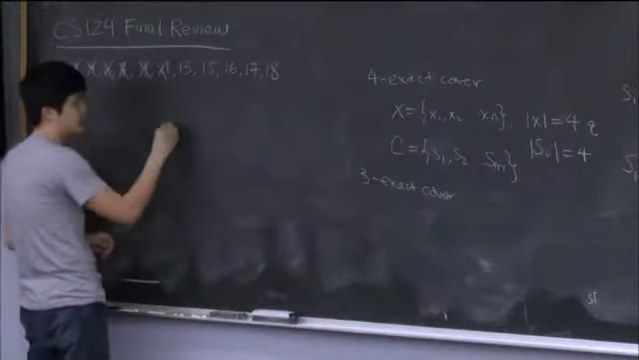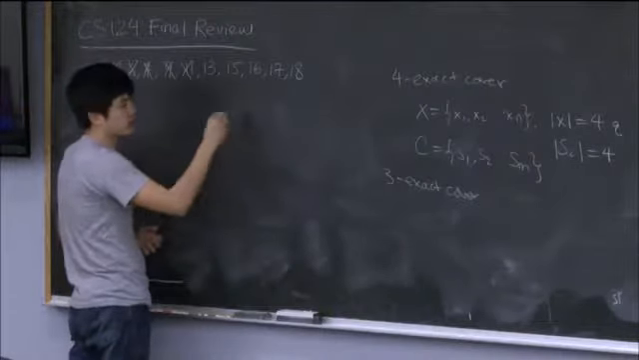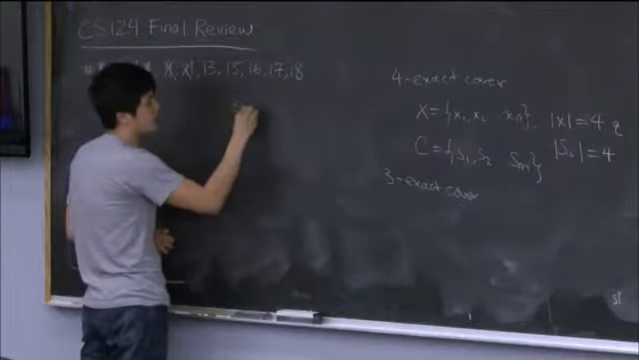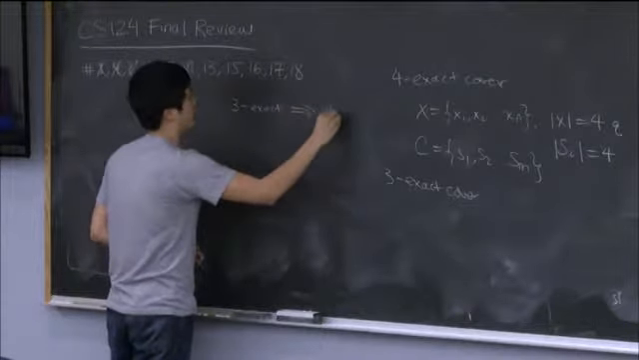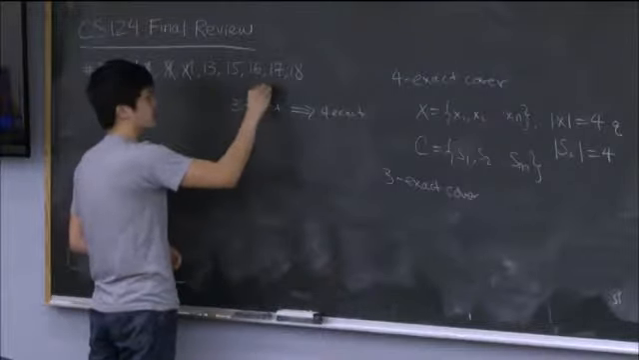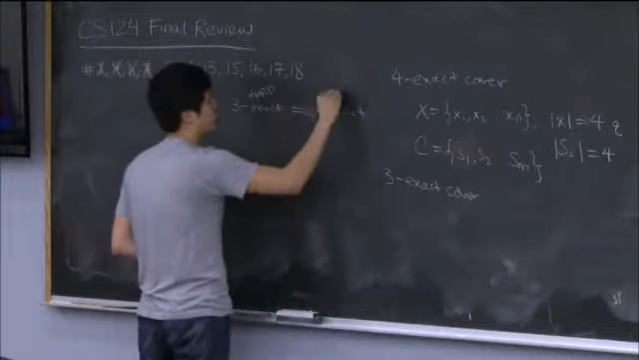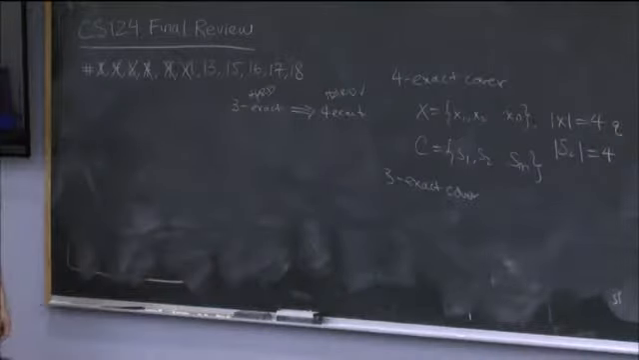So here's basically the visual as to how this reduction happens. My goal is to show that 4 exact cover is hard, so I'm going to take 3 exact cover and reduce it to 4 exact cover, right? I'm given that this is hard. So if I can reduce it, then that shows that this is hard, right? Okay. So how am I going to do that?